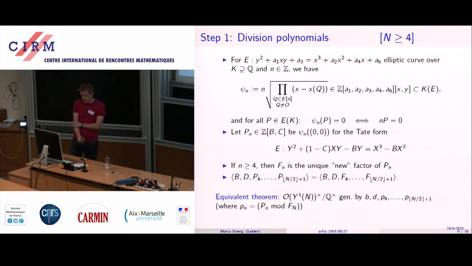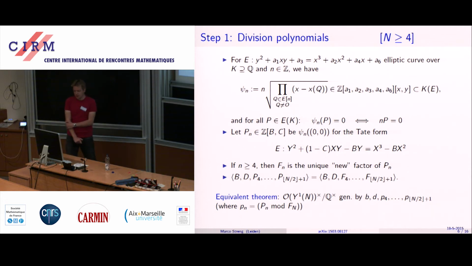So we take the Tate normal form, which is an elliptic curve where the coefficients are in this polynomial ring with generators b and c. I evaluate these division polynomials in this Tate normal form, and the division polynomials, of course, become polynomials in b and c, where your b and c correspond to an elliptic curve with a point that has order dividing n if and only if b and c are a root of pn.